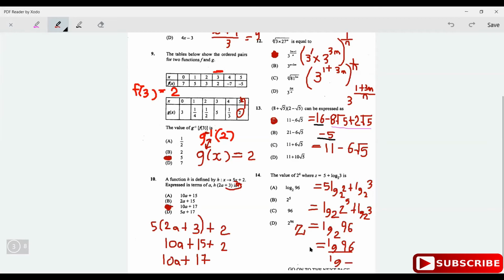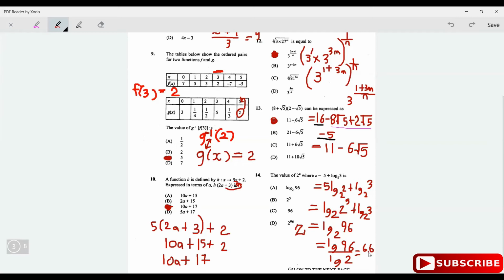That's what z equals now. The log of 96 divided by the log of 2. And I'm getting 6.6. That is z. Z is 6.6.